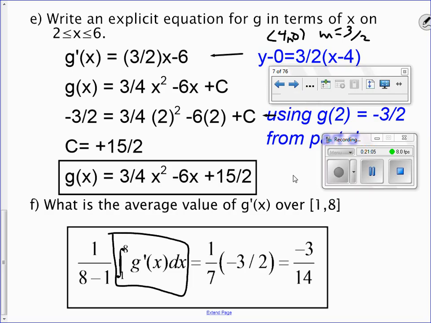Yeah, they can only ask you to write the equation if it's linear. You can't just look at something and write its equation. So yeah, once you get that, you just take the antiderivative of that to get g of x.